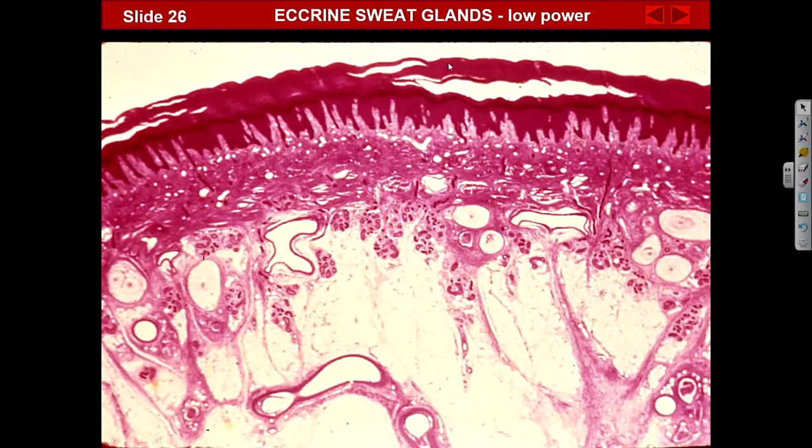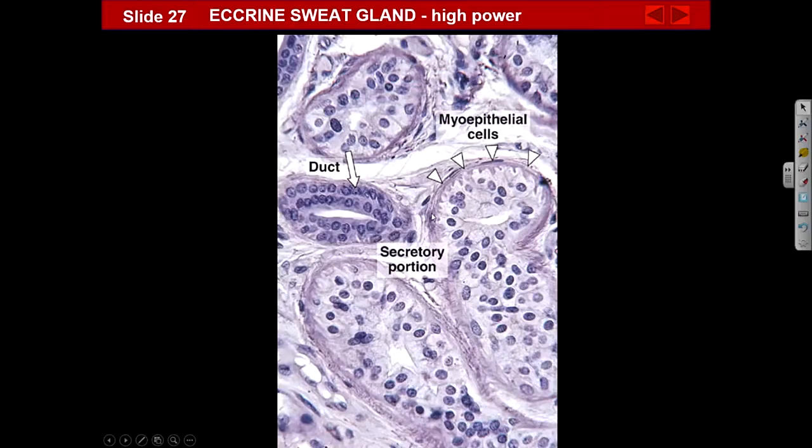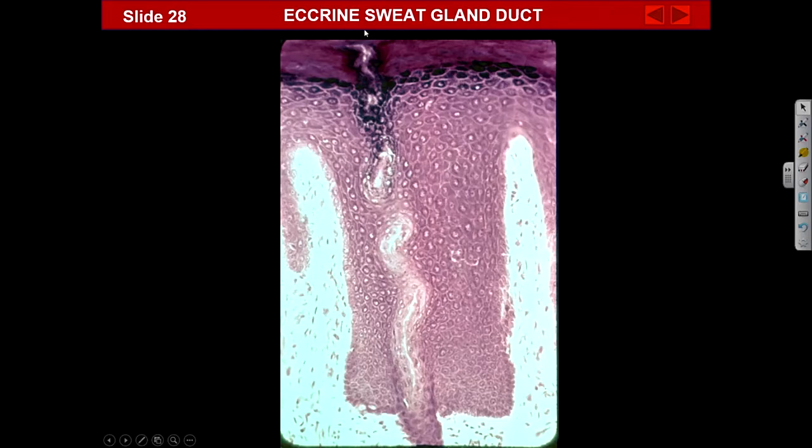At low power, here's one, here's another, here's the secretory portion. These are all eccrine sweat glands, the coiled portion down here. Here again is the secretory portion, and here's the duct portion. We can always identify the duct portion of the eccrine sweat gland because it is stratified cuboidal epithelium. And here's the duct portion of an eccrine sweat gland making its way to the surface of the skin.